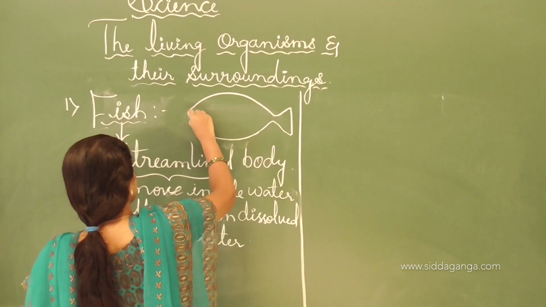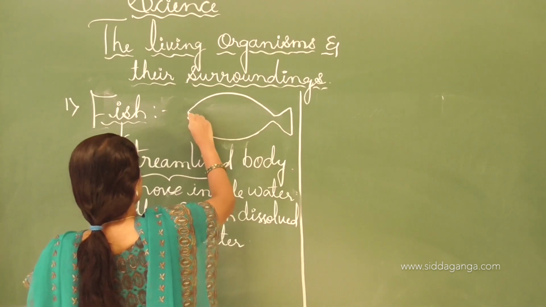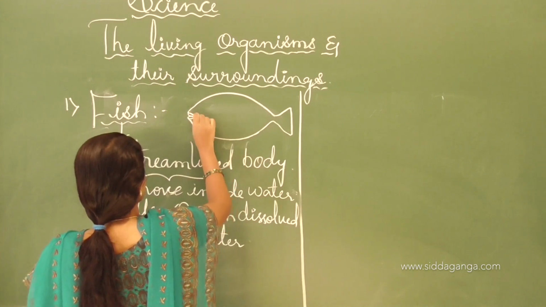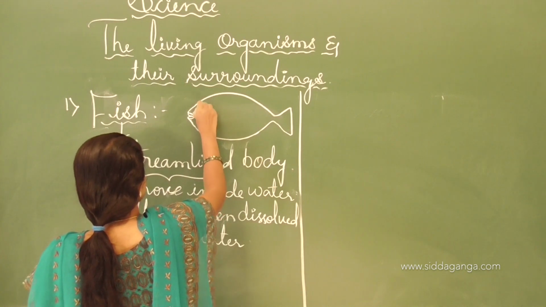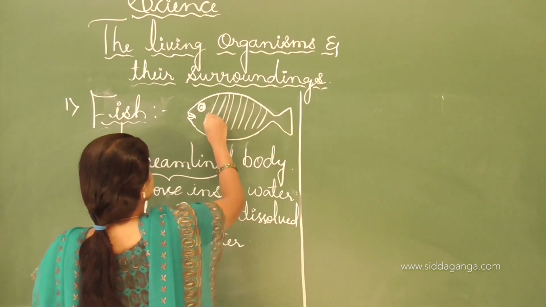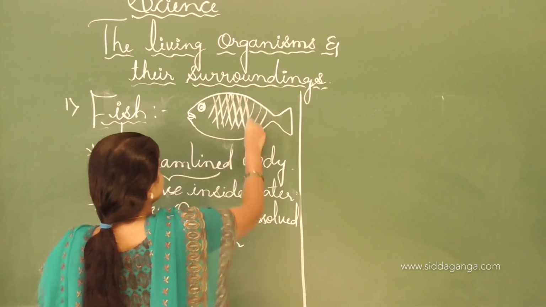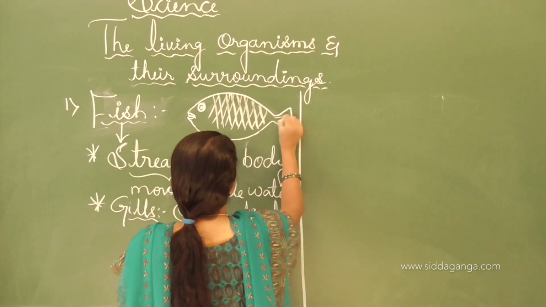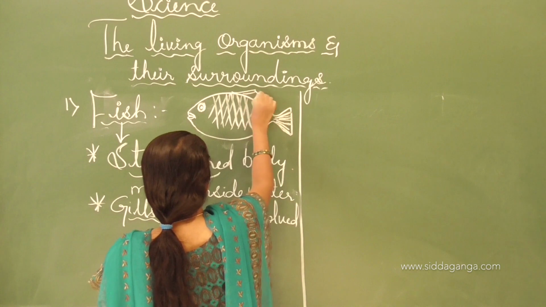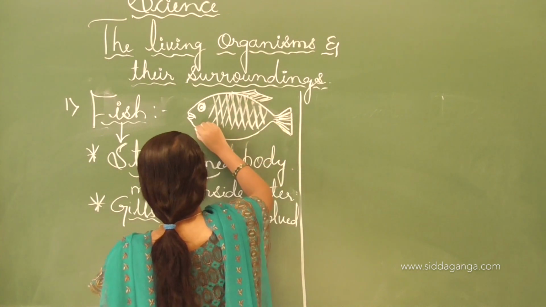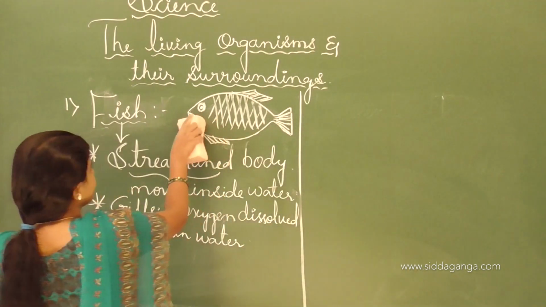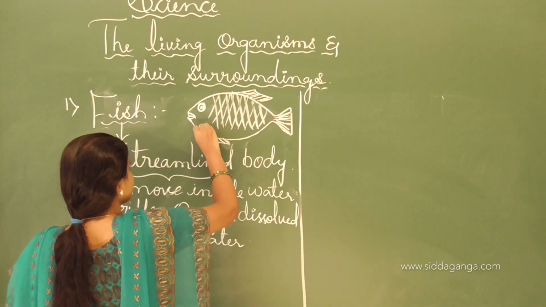I will write the diagram of a fish here. See, this is the diagram of a fish where the body is streamlined. It looks like a boat.